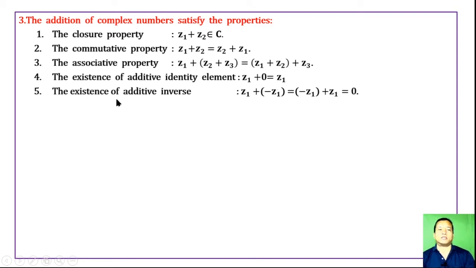Next, the existence of additive inverse. Additive inverse laiba. Z1 plus minus Z1 equal to minus Z1 plus Z1 equal to 0. Z1 ga minus Z1 ga sum up any order the sum up to 0 tai. Minus Z1 asibu Z1 gi additive inverse kawi or Z1 asibu minus Z1 gi additive inverse kawi. The multiplication of complex numbers satisfies the properties.